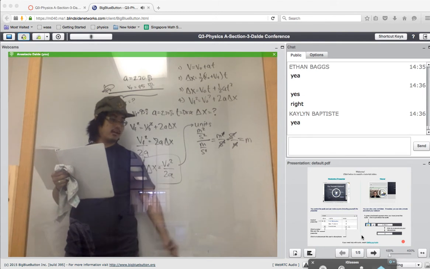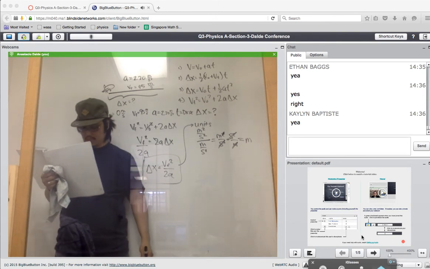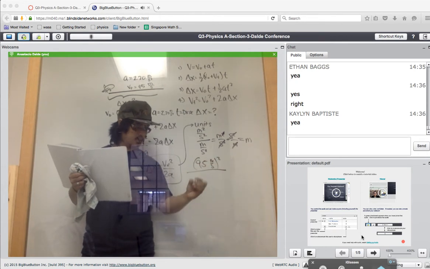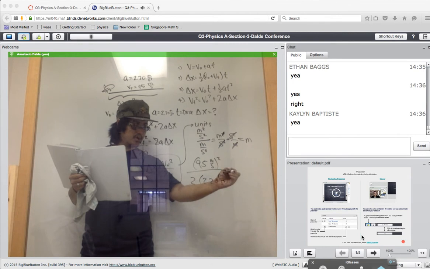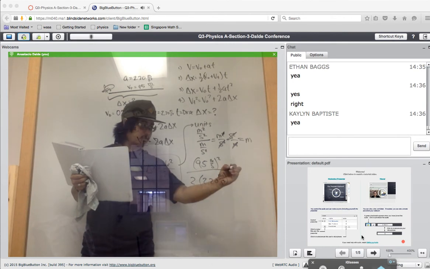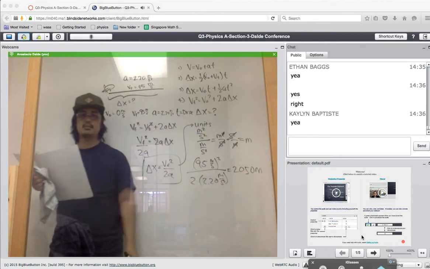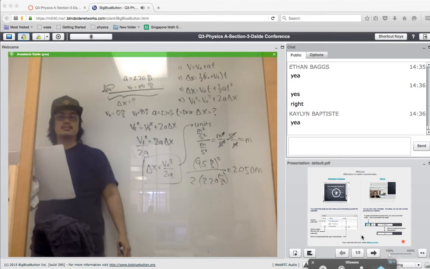So now I could plug in some numbers if I wanted to, and I would plug in 95 meters per second, square that whole thing, divided by 2 times 2.20 meters per second squared. If you use your handy dandy calculator, I believe you'll get 2050 meters as your answer. And that's your answer, 2,050 meters.